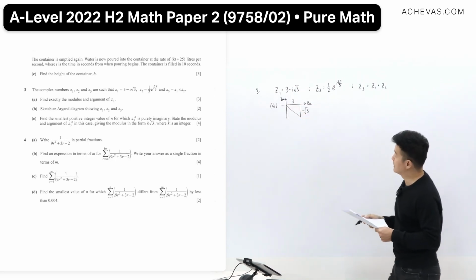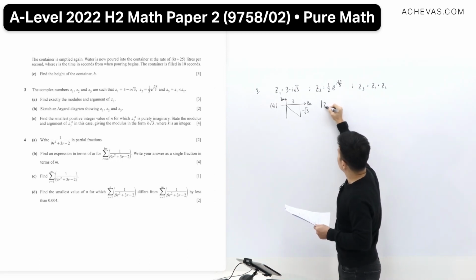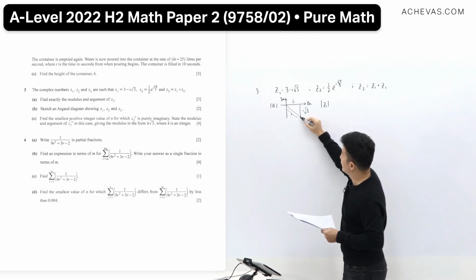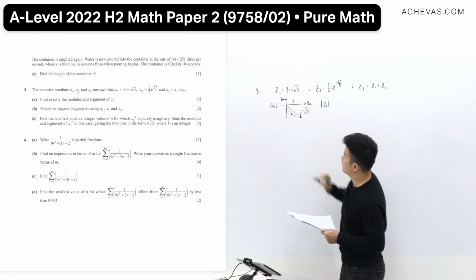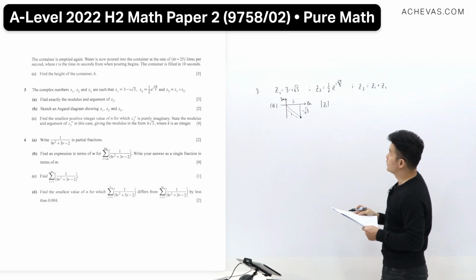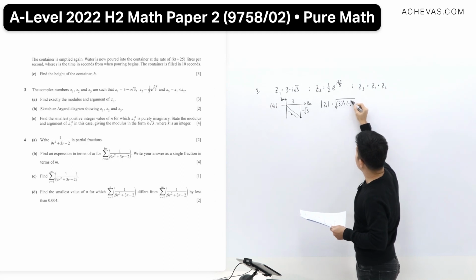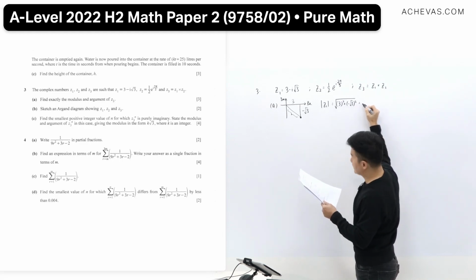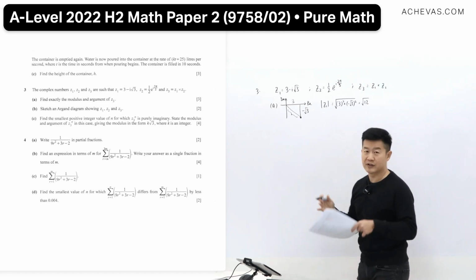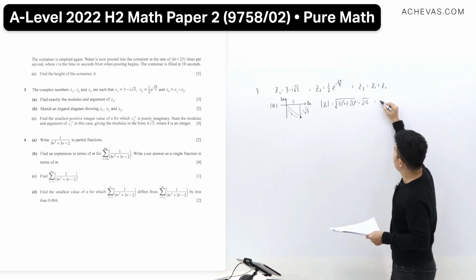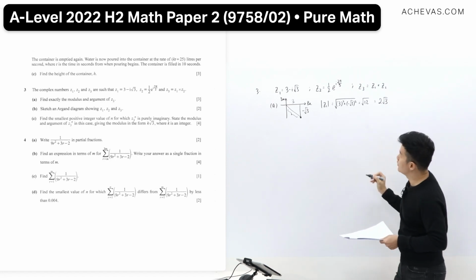So the modulus of Z1 is going to be this length over here, the length where this point is with reference to the origin. So this will be by Pythagoras theorem. It is going to be square root of 3 squared plus negative square root of 3 squared. This is square root of 12. 12 is 4 times 3. So I can also rewrite this as 2 square root of 3.